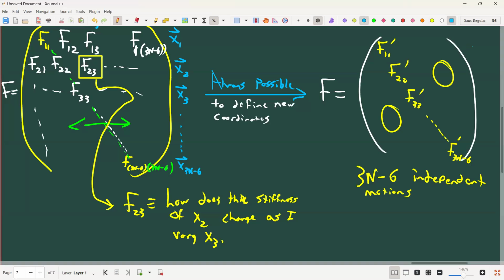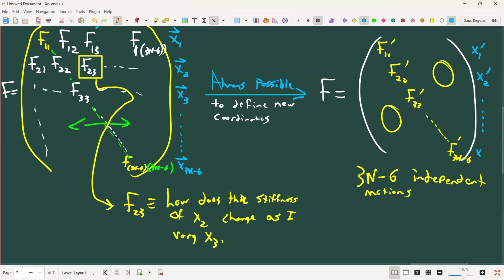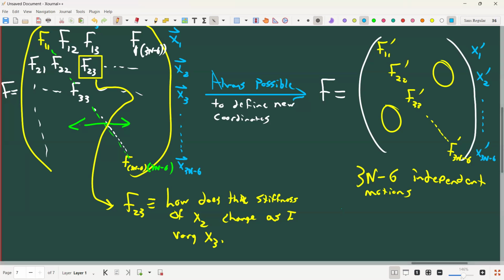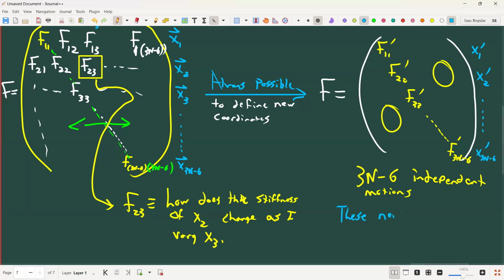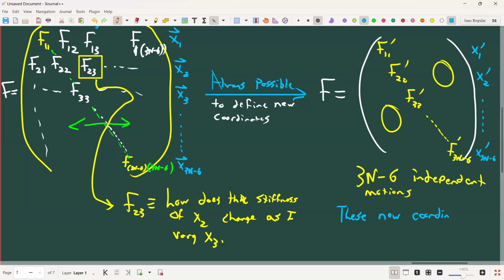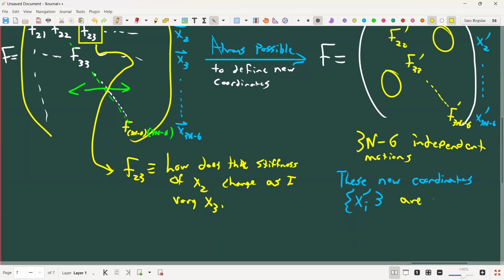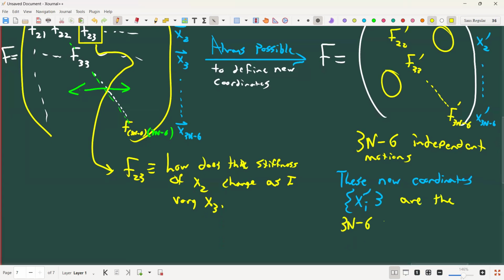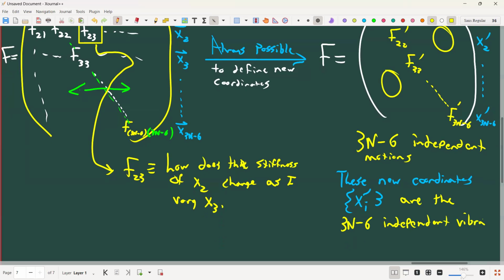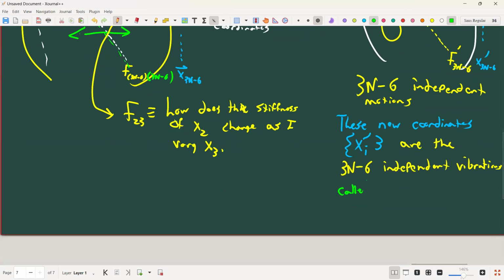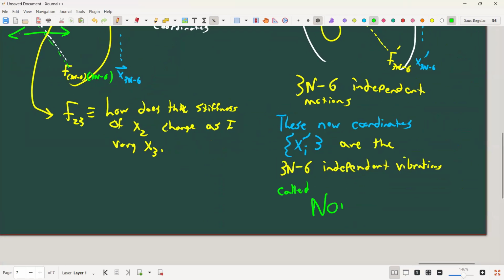So these are some new coordinates, x1 prime, x2 prime, all the way down to x3n minus 6 prime. These new coordinates, which are the x prime sub i, are the 3n minus 6 independent vibrations and they're called normal modes.